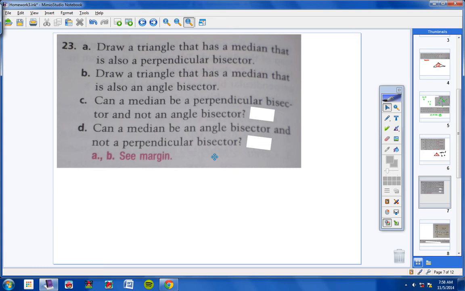Draw a triangle that has a median that's also a perpendicular bisector. Well, guys, same thing, a little redundant. Isosceles triangle. Like that one there. Yes, very well done. That's even worse.